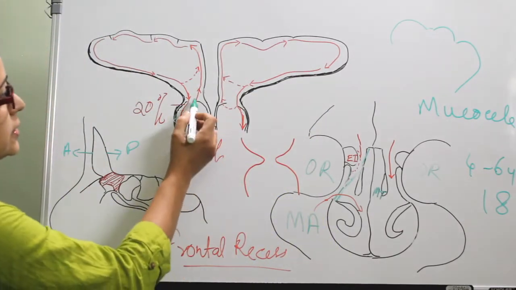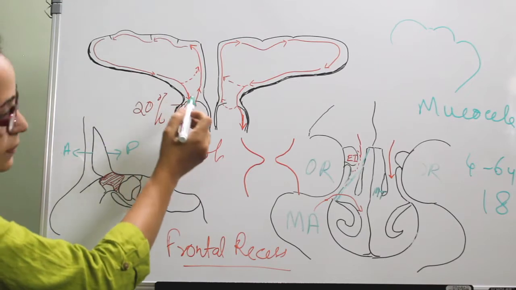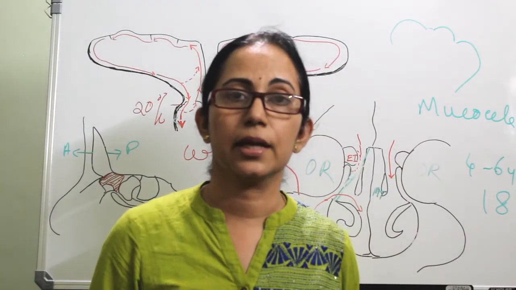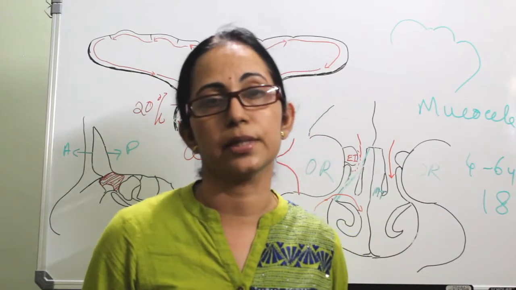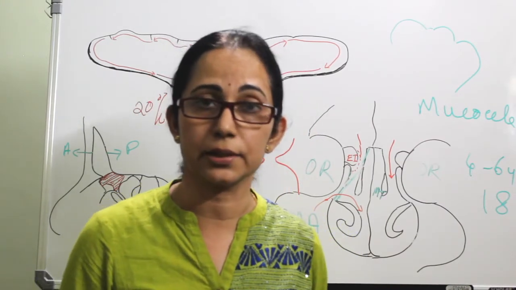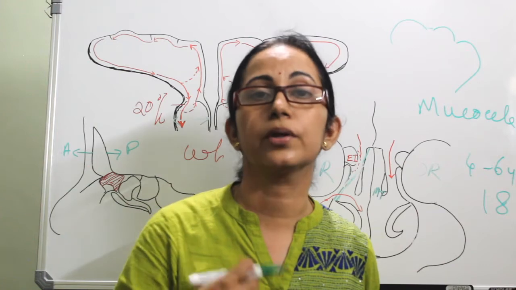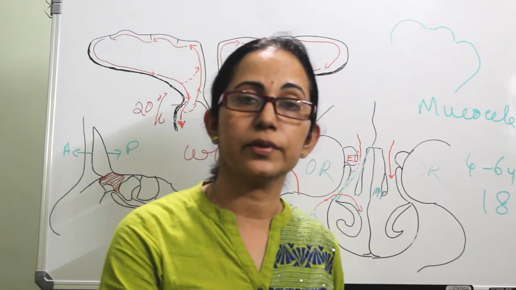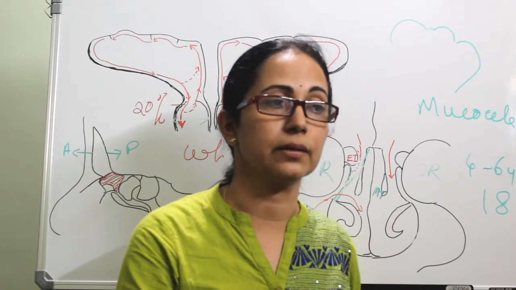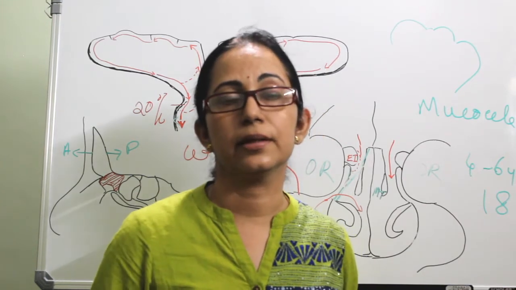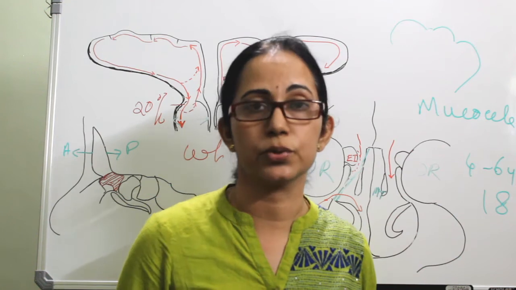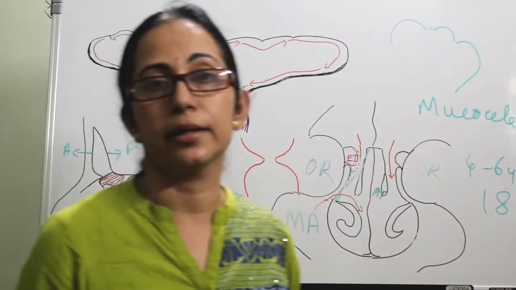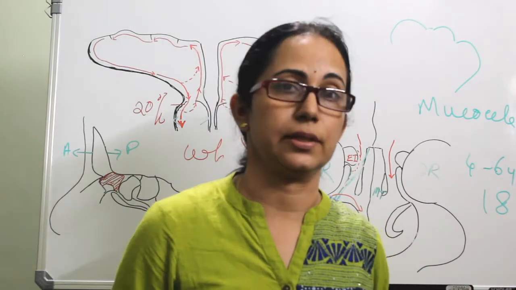Here it is in a flowchart-like fashion. It comes out through the frontal recess, and depending on the attachment of the uncinate process, it will either go directly to the middle meatus, or it will go to the ethmoid infundibulum, and after that, along with the drainage from the ethmoid and maxillary, it will go to the nose, and from there to the nasopharynx, and then it gets swallowed. So that is regarding the drainage of the frontal sinus.